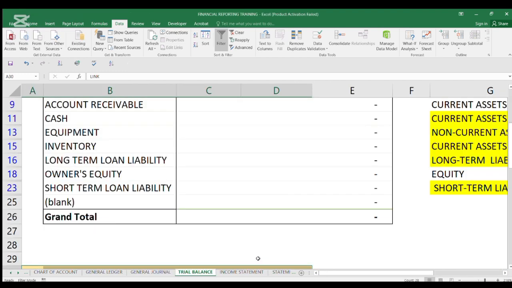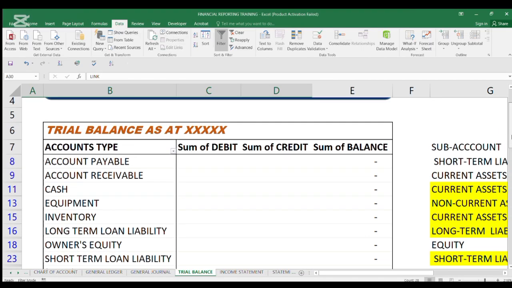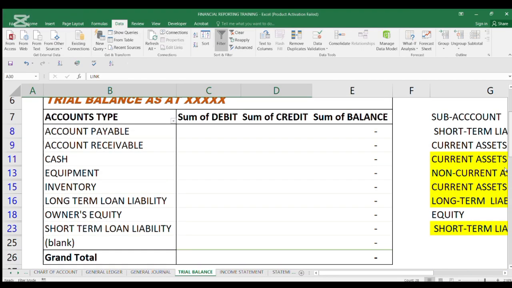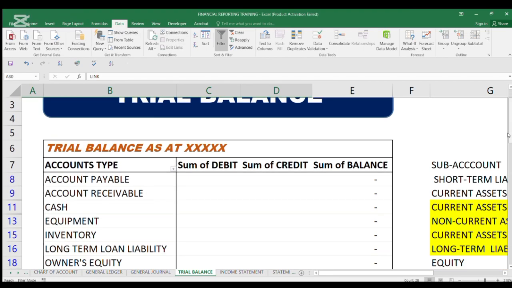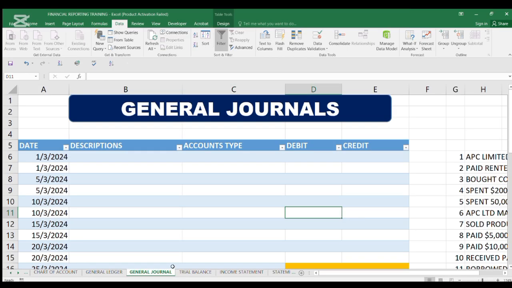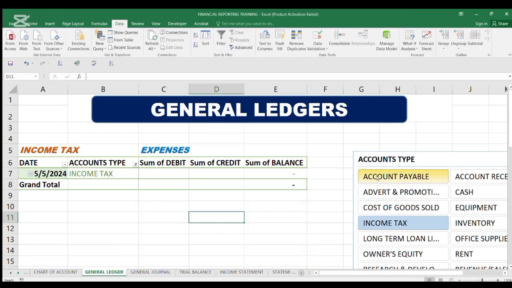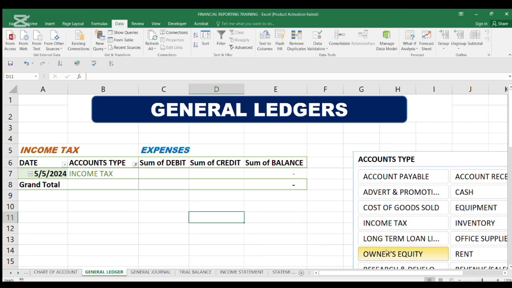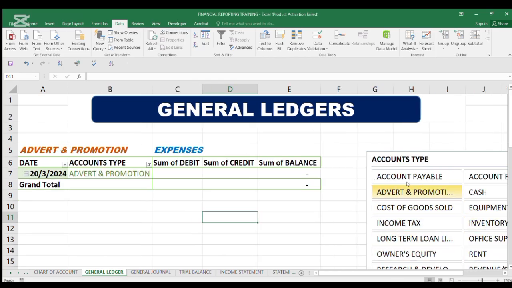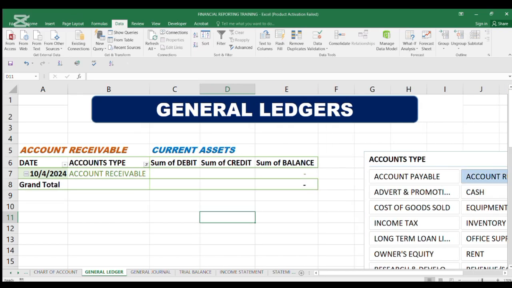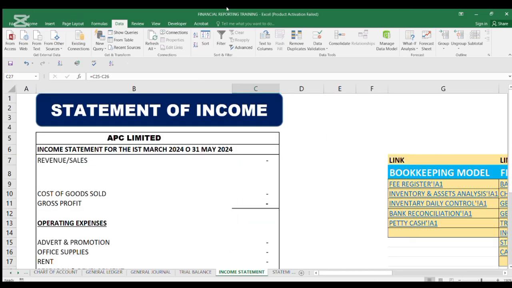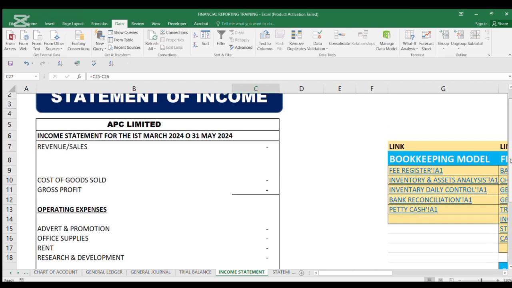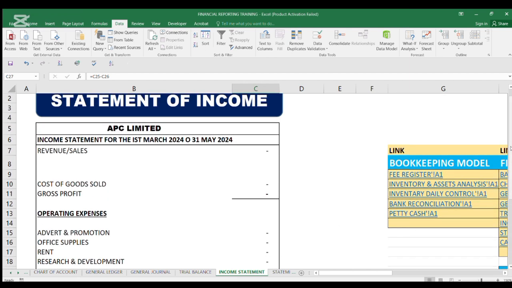You can see that this software is already blank, so as we are making the posts, you see the effect. This is the trial balance. You can see the balance is blank. Let me take you through the ledgers, all the different ledger accounts. You can see that it's blank here. As I'm posting, we'll be checking the effect. You can see the income statement is blank here. You can see the net profit down here.